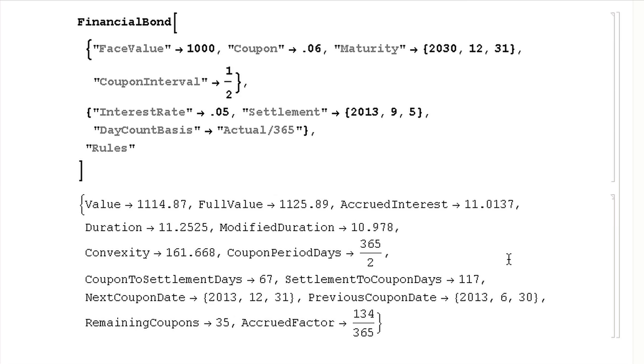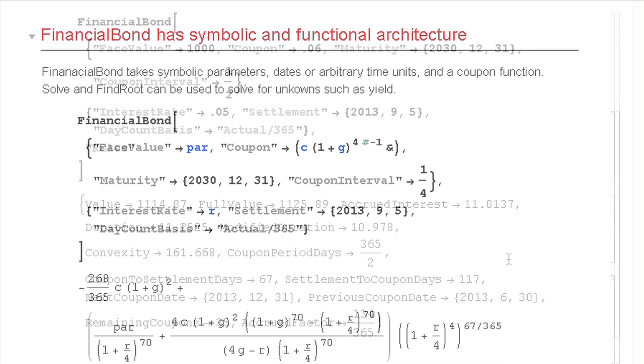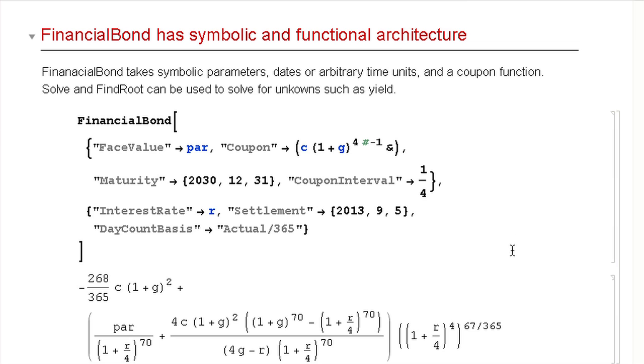Here we've got two different types of values. We've got the accrued interest, duration, modified duration, convexity, measures of risk, and then various coupon or various calendar measurements as well. FinancialBond also takes symbolic parameters. So you can input par, for example, as the face value. You can specify a coupon function rather than just a coupon rate or a constant coupon.